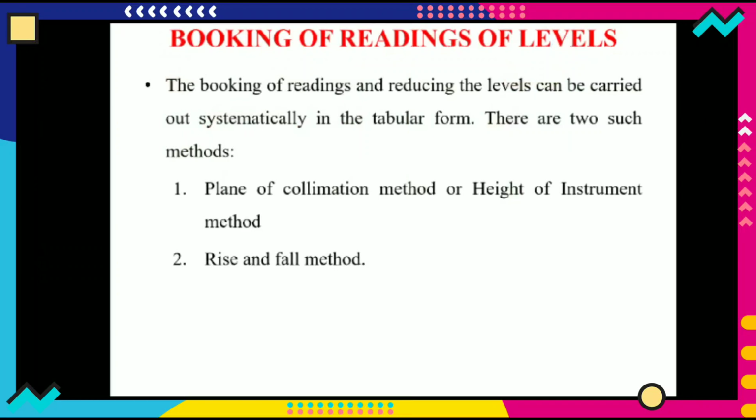When we take readings of levels of ground, there are two methods generally used to book these readings in a tabular form. The first is the plane of collimation method, or height of instrument method. The second is the rise and fall method.